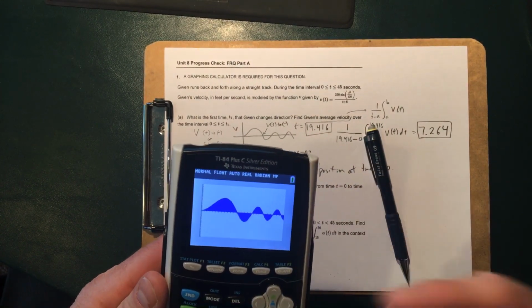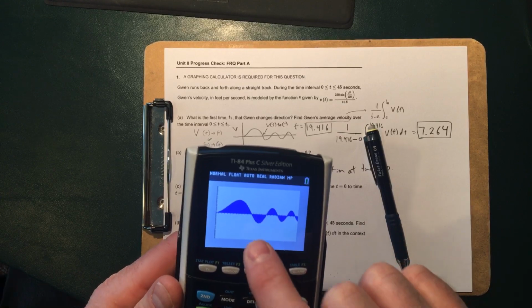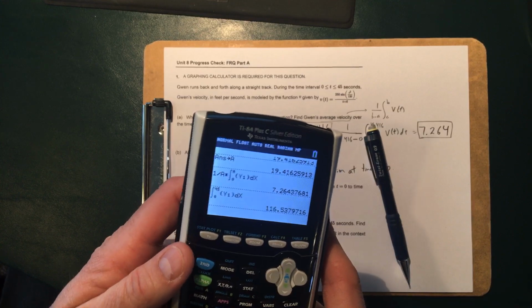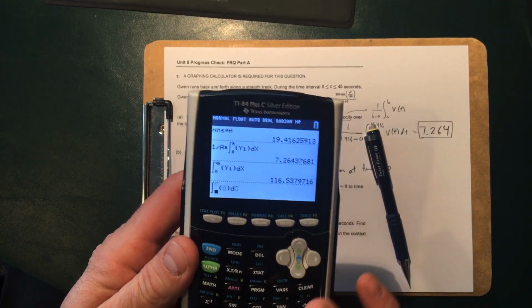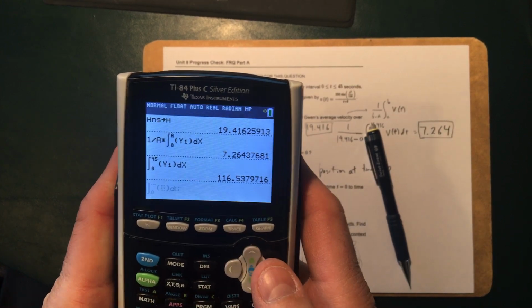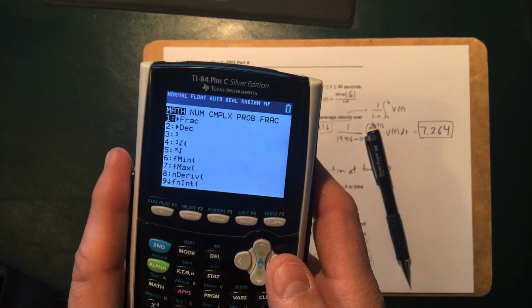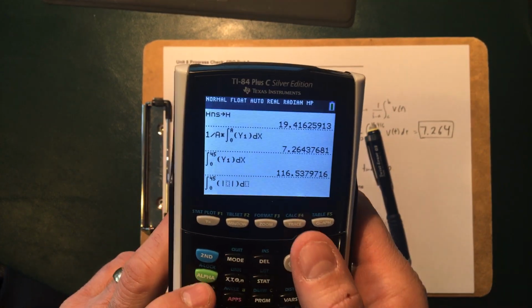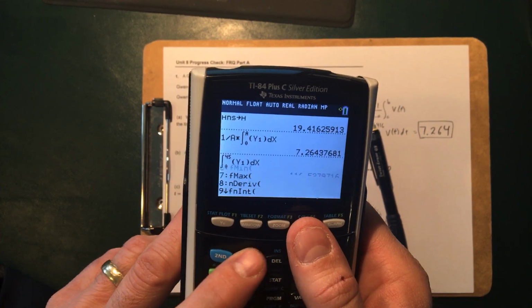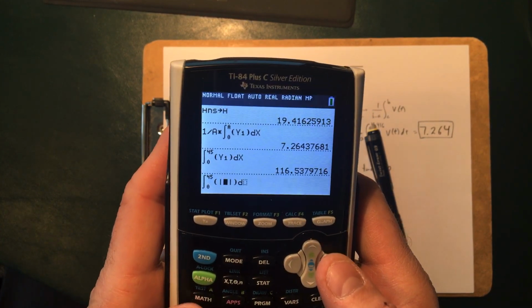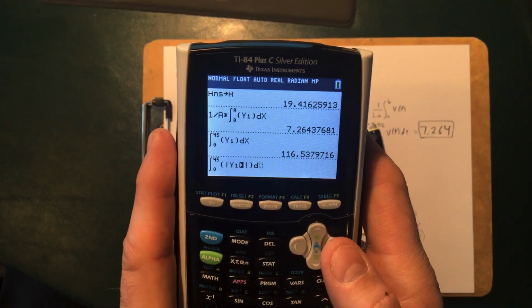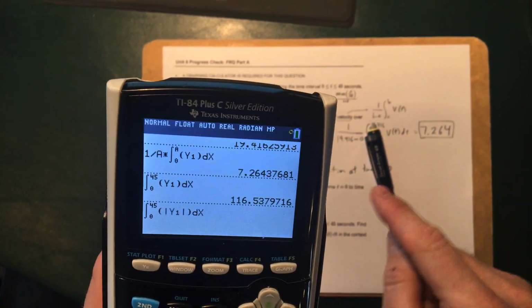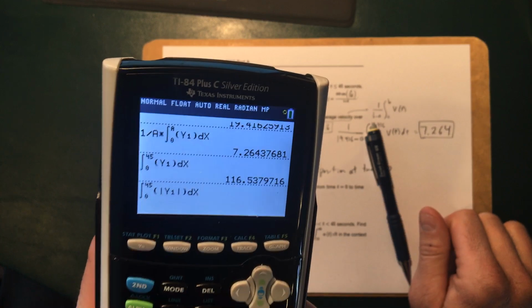But I want to add them all together. If I want to find the total distance, I'm just going to find the integral of the absolute value, and it will add them all together. That is very easily done on the home screen. So I'm going to go math 9, 0 to 45 of math number, absolute value of y1 dx. Hey-o! Now this should add them all together, and we're going to get lots more than 116.